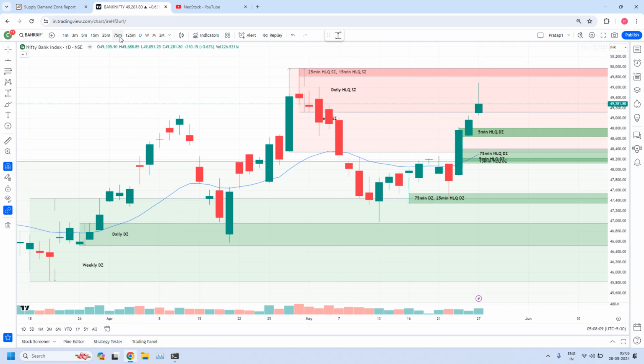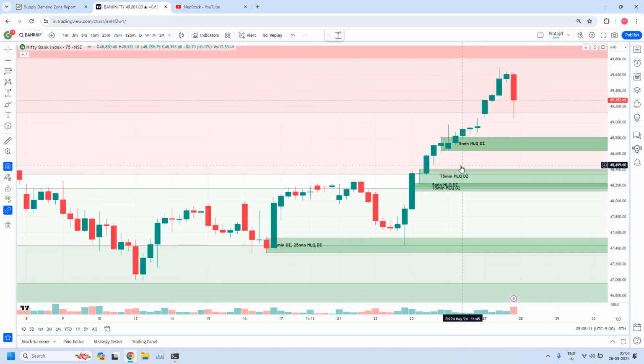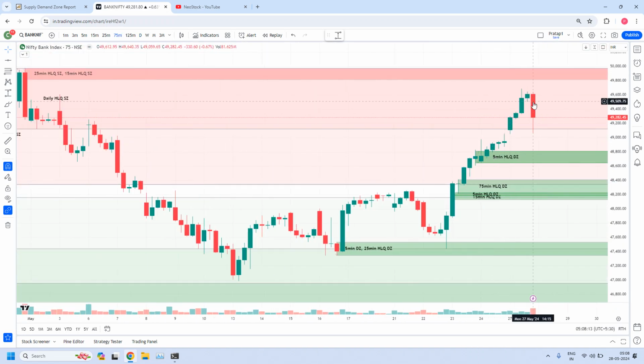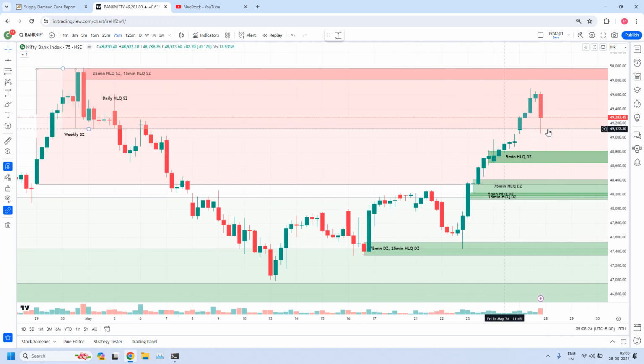So I am changing the time frame to 75 minutes time frame. See, here we have a rally, base, a drop. But you should also observe today two interesting price actions took place within this daily high liquidity supply zone area. First, a 75 minutes demand zone is created. We have a rally, base, rally. And after that, rally, base, drop.